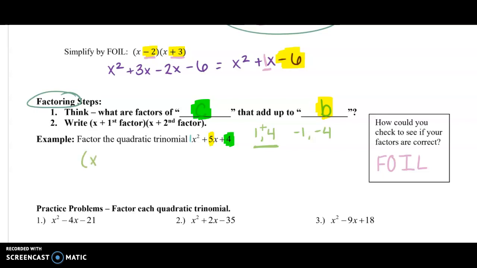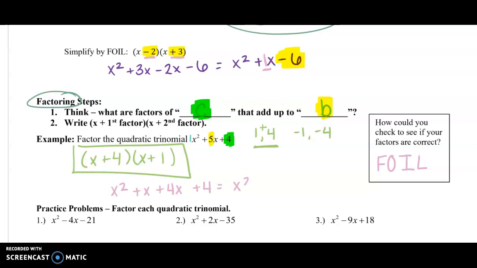Then I would write it as x plus my two factors. So x plus 4 times x plus 1. Doesn't matter the order you did it in. X plus 1 times x plus 4 would still give me the same answer. And then you would check that by foiling. X times x is x squared. X times 1 plus x, plus 4x, plus 4. That's equal to x squared plus 5x plus 4. So you know you did it right.